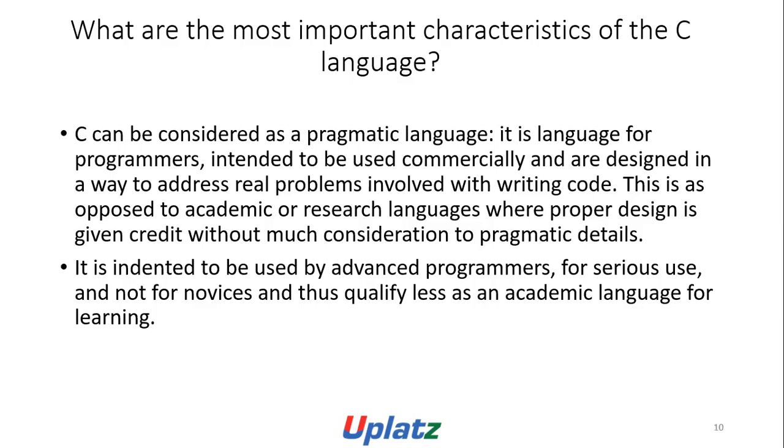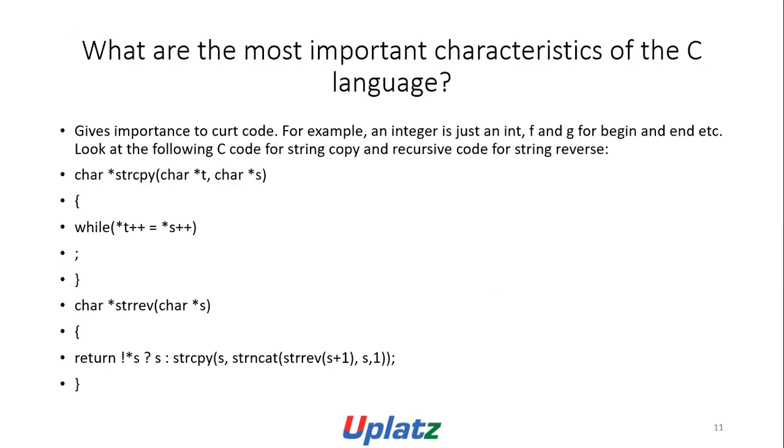What are the most important characteristics of the C language? C can be considered a pragmatic language. It is a language for programmers, intended to be used commercially and designed to address real problems involved with writing code. This is as opposed to academic or research languages, where proper design is given credit without much consideration to pragmatic details. It is intended to be used by advanced programmers for serious work and not for novices, and thus qualifies less as an academic language for learning.